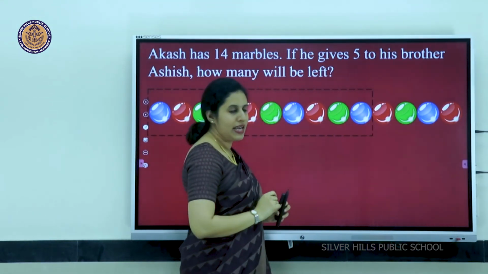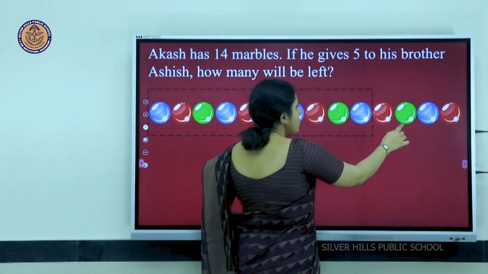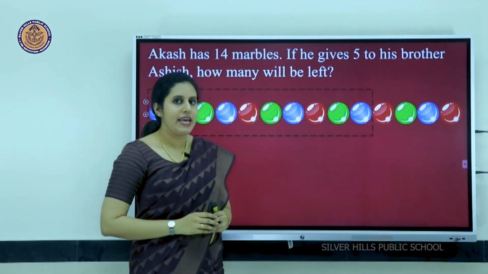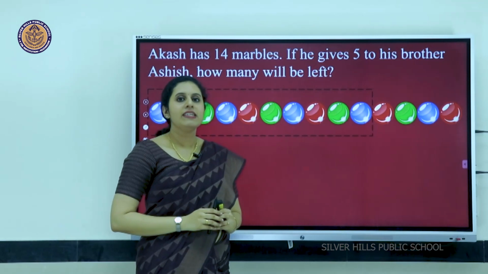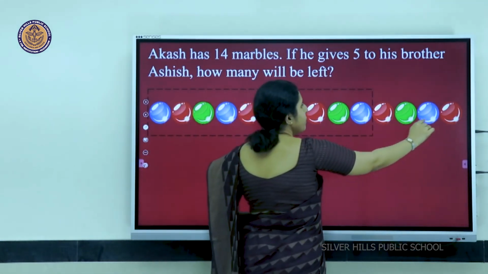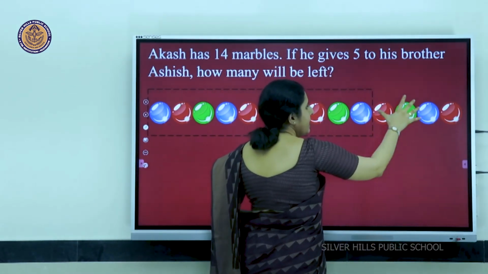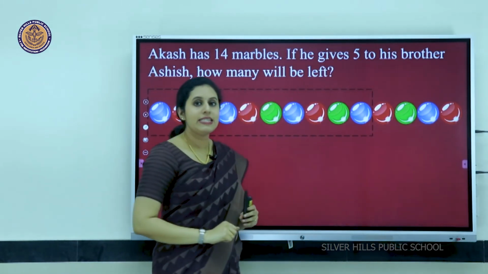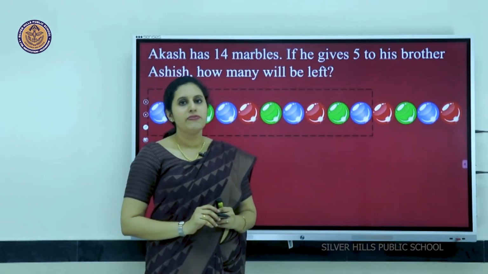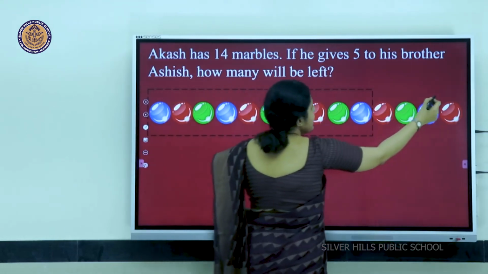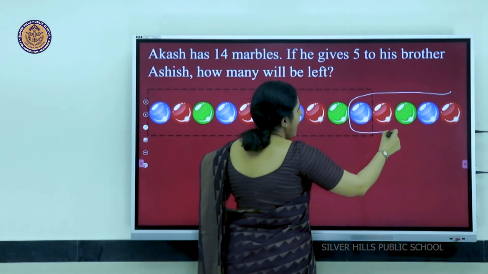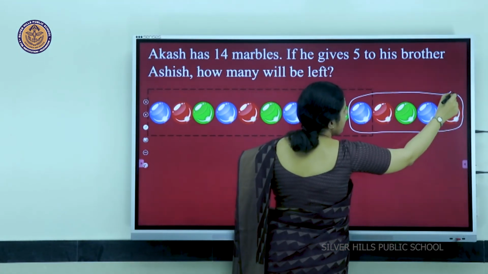How many marbles are there? 1, 2, 3 and 4. Only 4 marbles are there on the ones side. Can we take 5 away from there? No, because there are only 4 here. We cannot take 5 away from this side alone. So, instead, we will take 4 from the ones side and 1 from the 10 group.